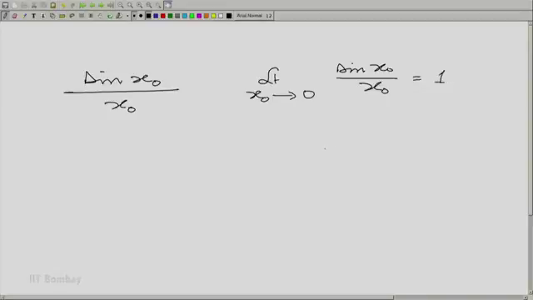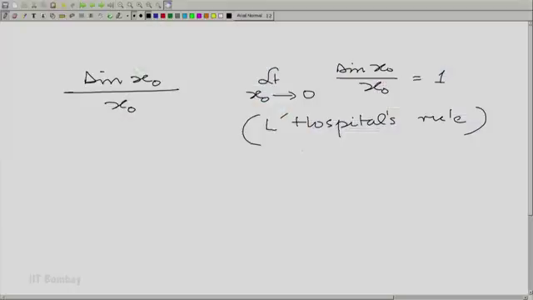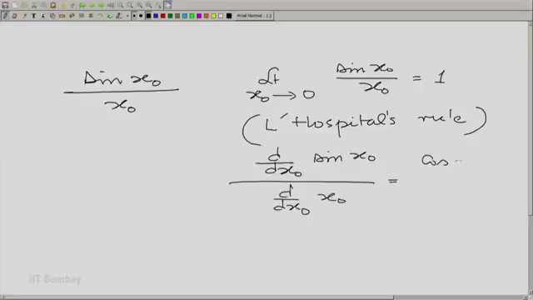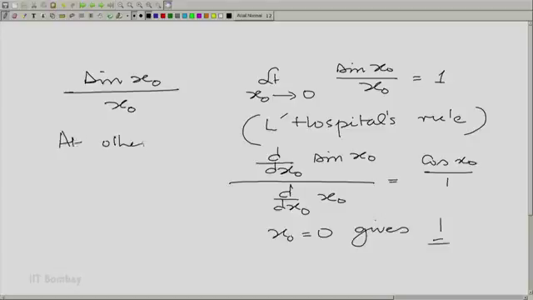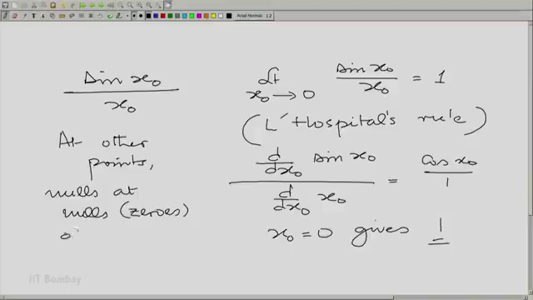There are different ways of proving this. One can use L'Hopital's rule, or one could do it by any other way one finds convenient. You could take the derivative of the numerator and denominator and evaluate the derivative divided by derivative at the same point, x equal to 0. So, if you took the derivative with respect to x0, it is cos x0 divided by 1, and substituting x0 equal to 0 gives 1 by 1. At other points, we are going to have nulls.